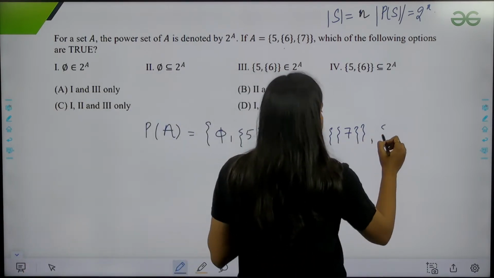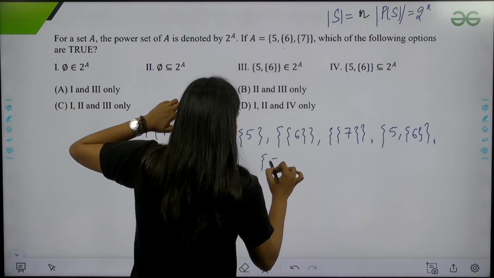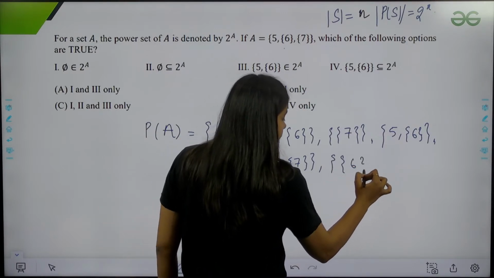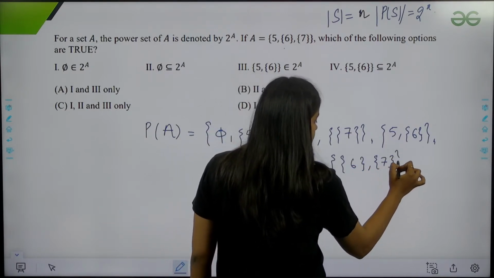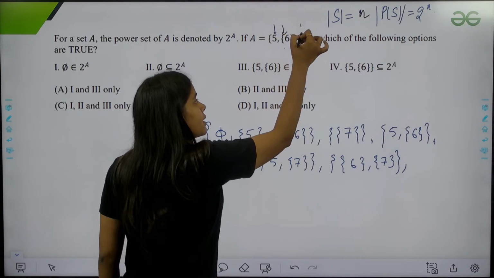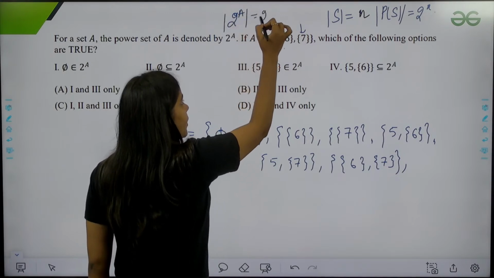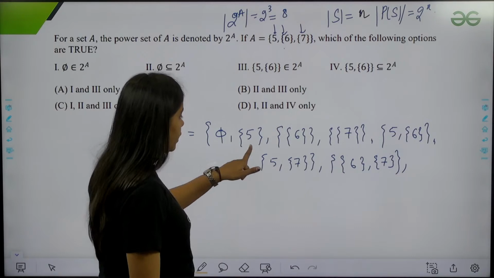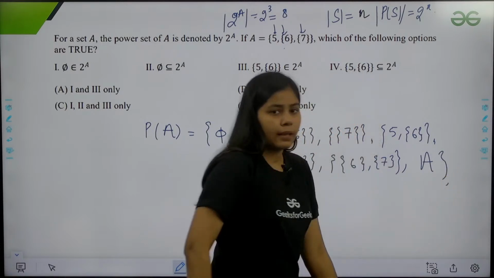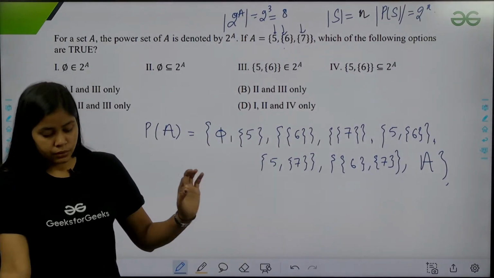Now let's move on. When we are taking two elements, we have {5, {6}}, then we have {5, 7}, and then we have {{6}, 7}, right? And how many elements will we get? Because if you see here, how many elements are in A? 5, {6} and 7, that means 3 elements. So our power set 2 to the power A will have cardinality 2 to the power 3, that means 8 elements. So how many elements? 1, 2, 3, 4, 5, 6, 7, and the last set will be A, right? Is it clear? Is how we write down this power set clear to you?